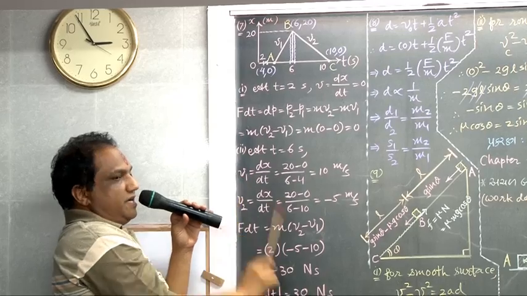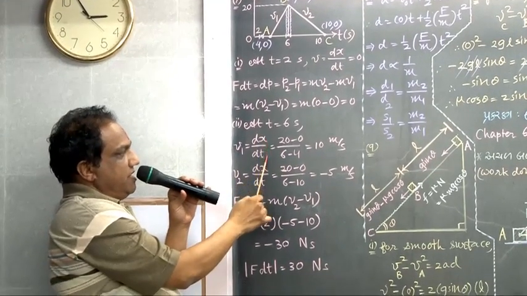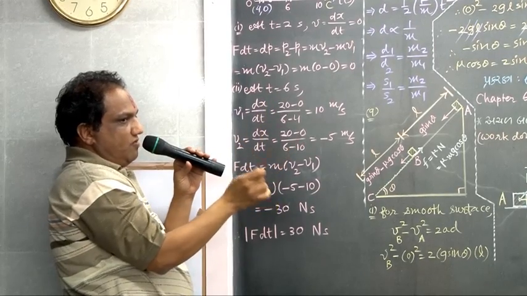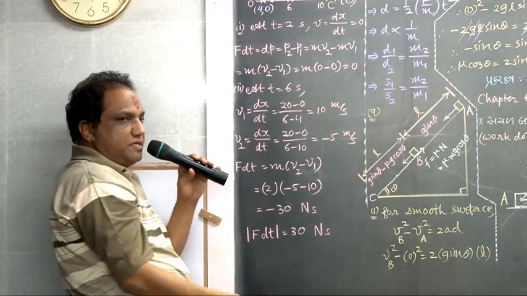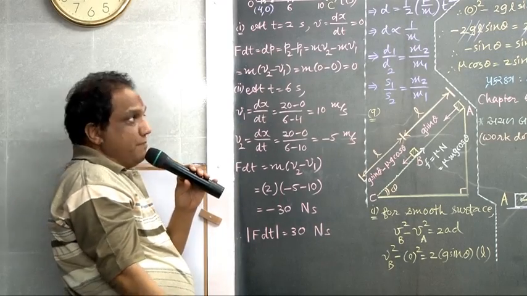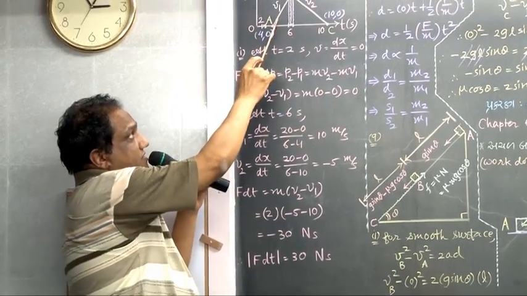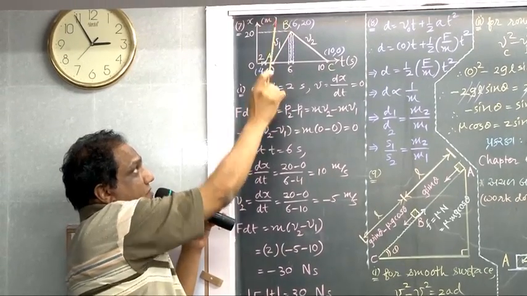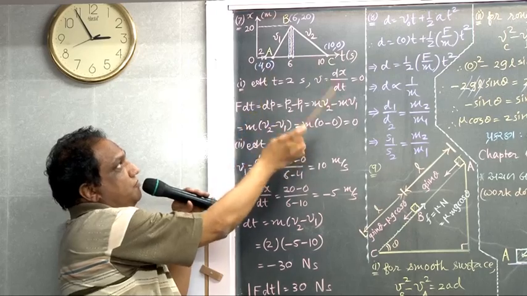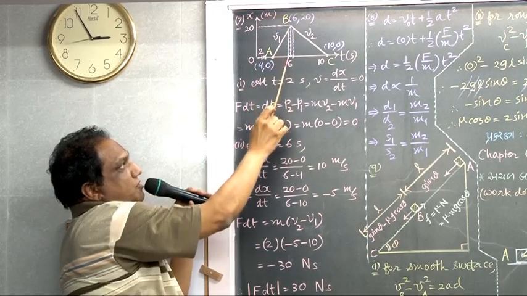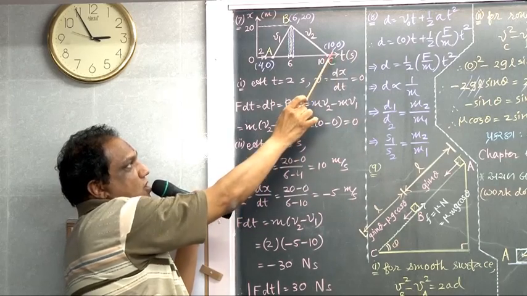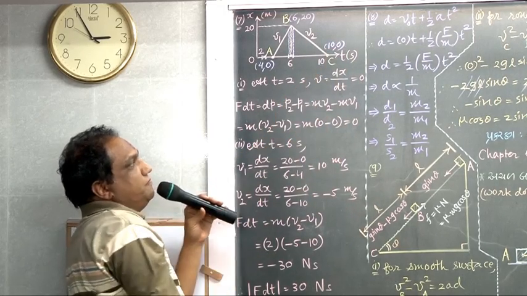Now the first velocity I take is v1. It is dx by dt by formula. dx by dt means slope of the graph of x versus t. Initially the graph is this, from A to B. What are the coordinates of point A? 4, 0. Coordinates of point B: 6, 20. Coordinates of point C: 10, 0.